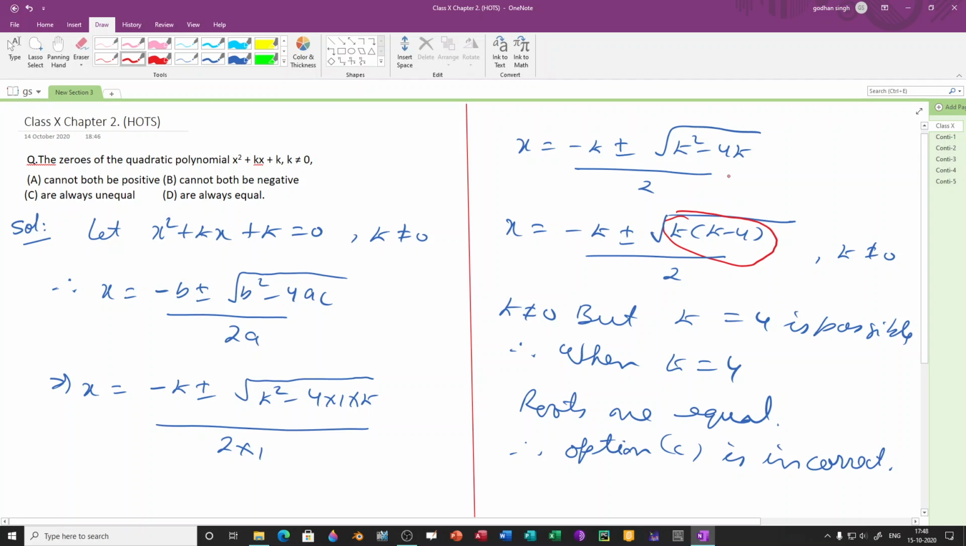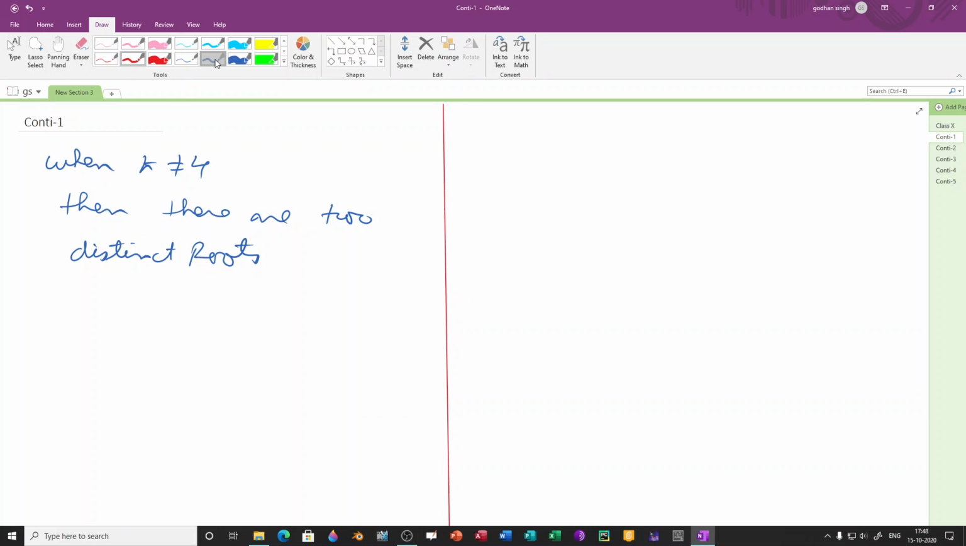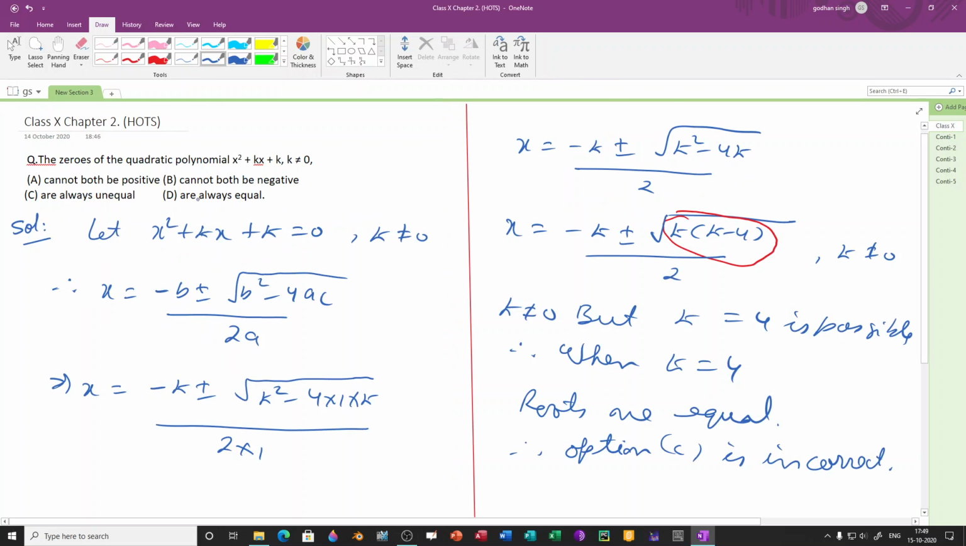So only two things can make this 0: one is k equal to 0, another is k equal to 4. Both are not possible, so k square minus 4k cannot be 0, and so there will be two distinct roots. Do not write real roots here, because only when k square minus 4k is greater than 0 will there be real roots. If k square minus 4k is less than 0, the roots will be there, but they will not be real. So we simply write that there are two distinct roots.